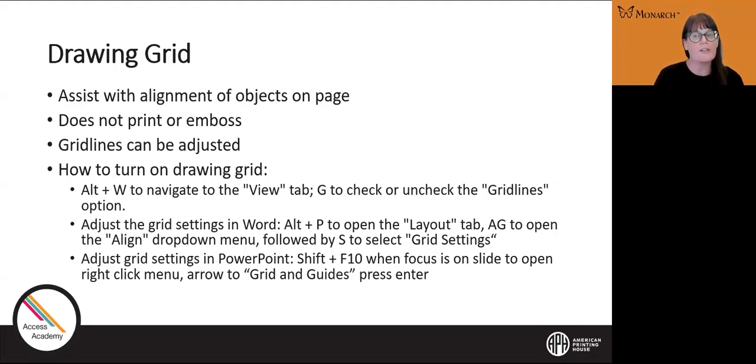So in Word, it is Alt-P to open the Layout tab. AG opens the Align drop-down menu, and then S will take you to Grid Settings, which is a pop-up box. And then we'll go over the settings in the next slide.